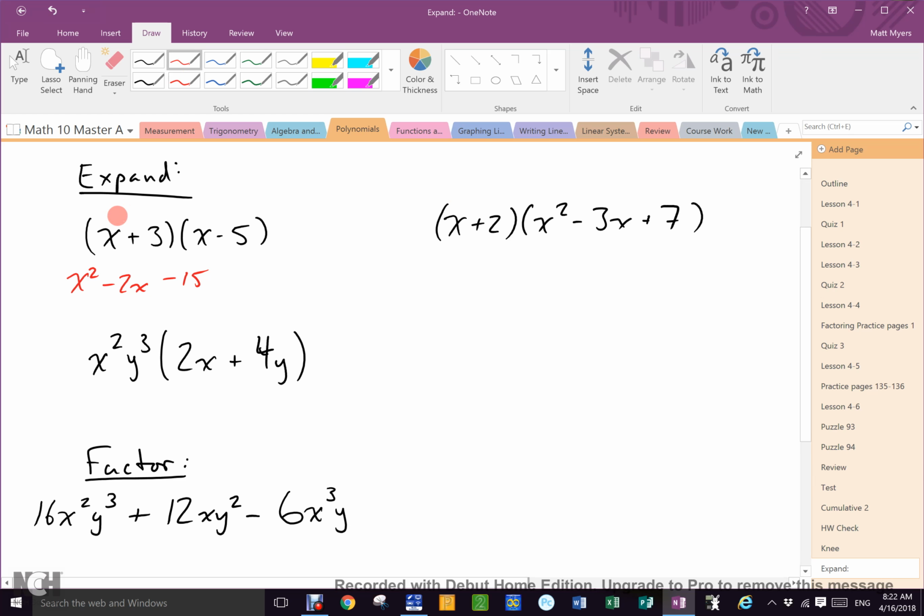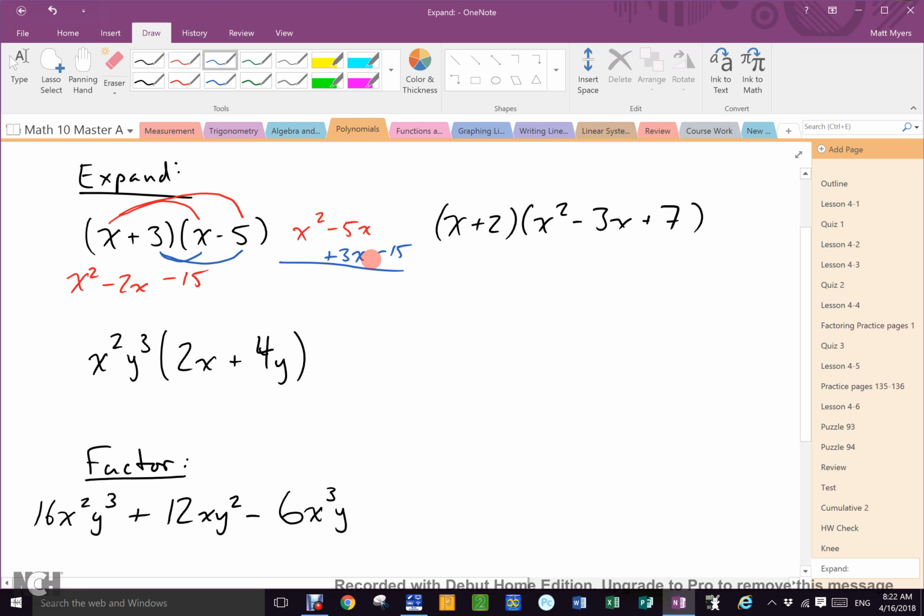So you would have done that x to that x and that x to that 5, which would have gotten you x squared minus 5x. Then you would have done that 3 to that x and put it with the other x. And then that 3 times that 5 minus 15, and then gathered it all up.